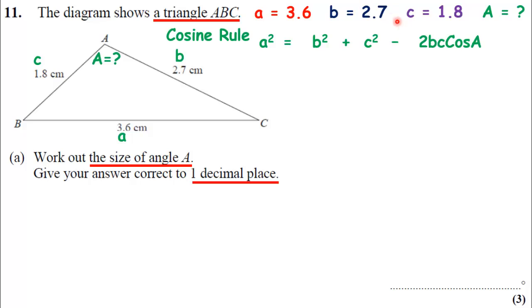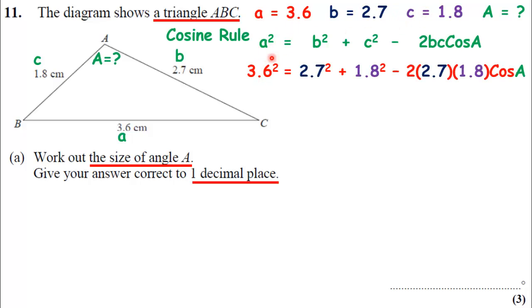I'm going to replace all the things I know. So a squared is equal to, a is 3.6, so 3.6 squared. b is 2.7, that's 2.7 squared, plus 1.8 squared, minus, and then use brackets around this, 2bc: 2, brackets, 2.7, brackets, 1.8, and then cos A. So all these things are being multiplied together: 2 times 2.7 times 1.8 times cos A. Okay, so we need to start working these things out.